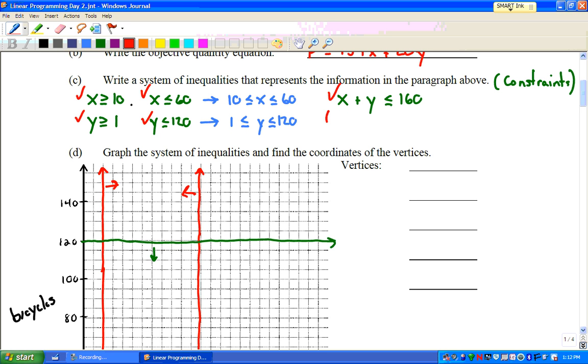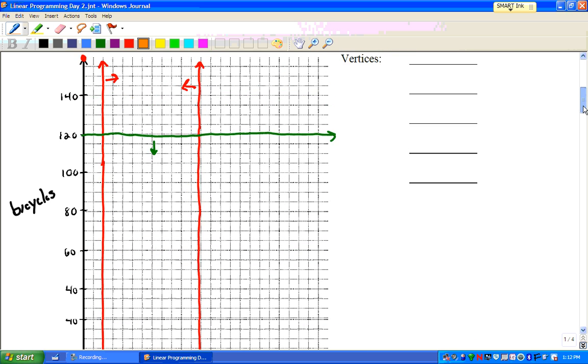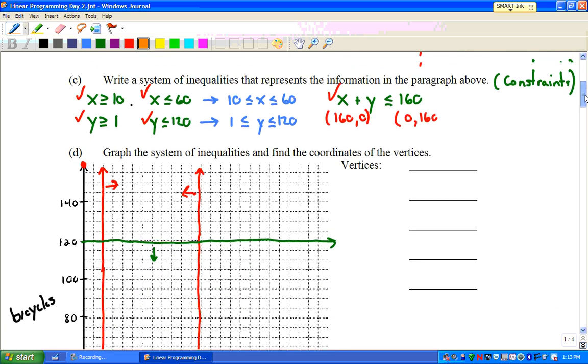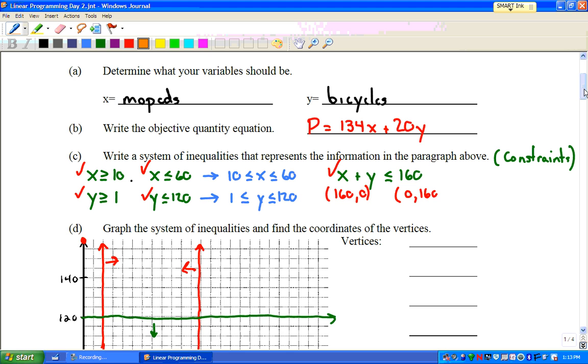So we know for this one, my x-intercept is going to be 160, comma 0, and my y-intercept would be 0, comma 160. So I'm going to go ahead, come up here, and I'm going to do this in a different color now, and I'm going to go down to 160, which is going to be like all the way out here. Maybe instead of doing x and y intercepts for that one, what we should do is actually solve for y. We would get y is less than or equal to negative x plus 160.